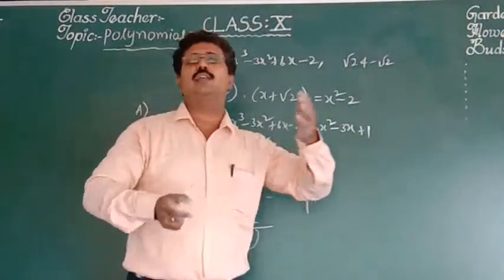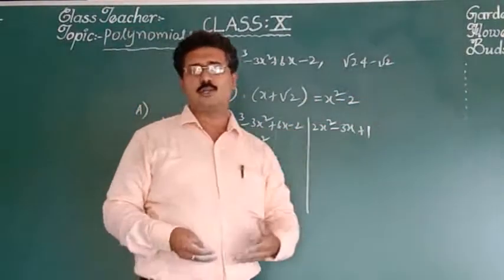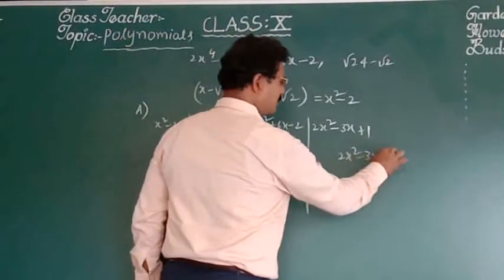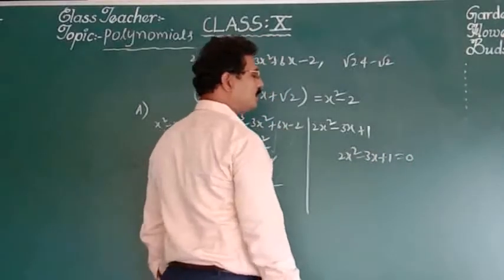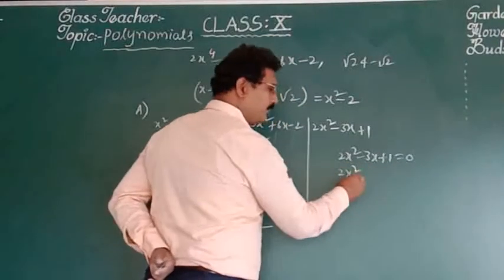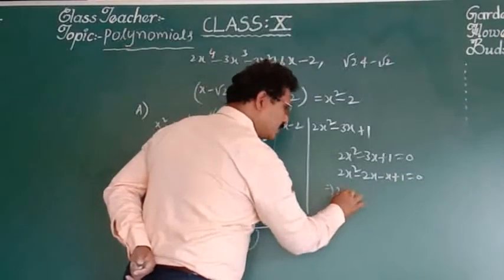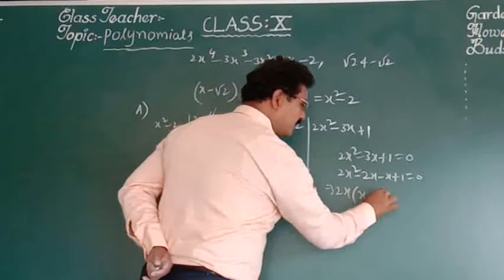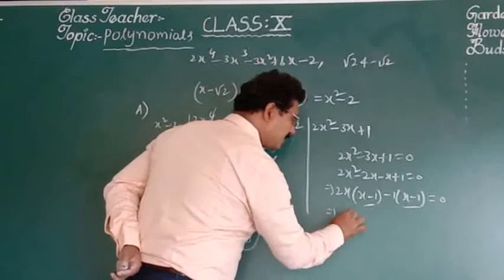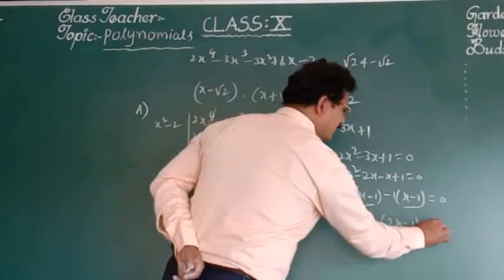Suppose x minus 1 into x minus 2 is equal to 0, then x is equal to 1 and x is equal to 2 are the zeros. Now let us factorize 2x square minus 3x plus 1, put it equal to 0. So 2x square minus 2x minus x plus 1 is equal to 0. That implies 2x of x minus 1 minus 1 of x minus 1 is equal to 0. Again common x minus 1, so x minus 1 into 2x minus 1 is equal to 0.